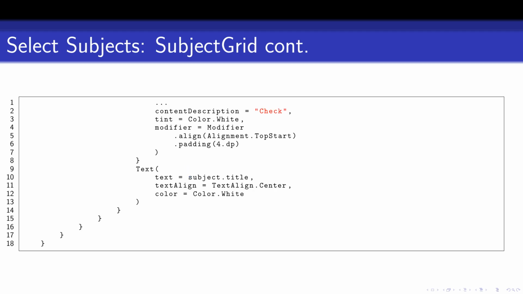We also show visual feedback for selection using a check icon. The icon is placed in the top left corner of selected cards and styled with white for contrast. This visual cue makes it easy for users to keep track of their selections, especially when managing multiple subjects. It reinforces the intuitive feel of the app and aligns with standard Android design principles.